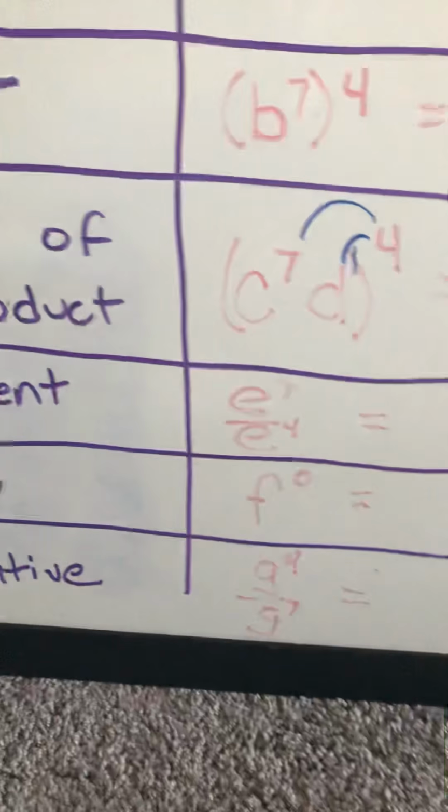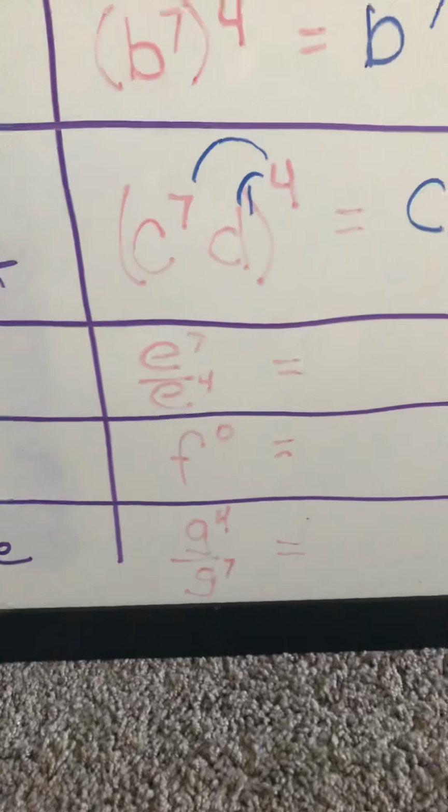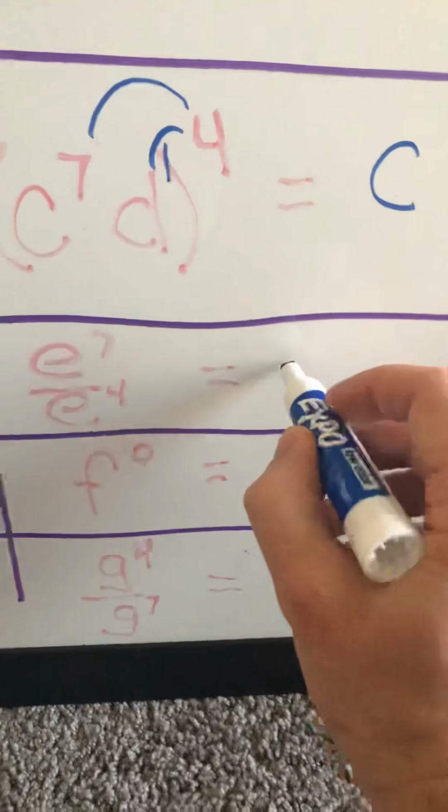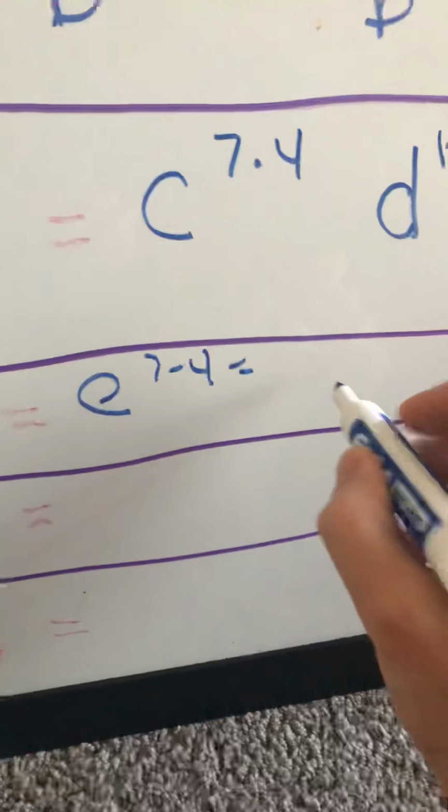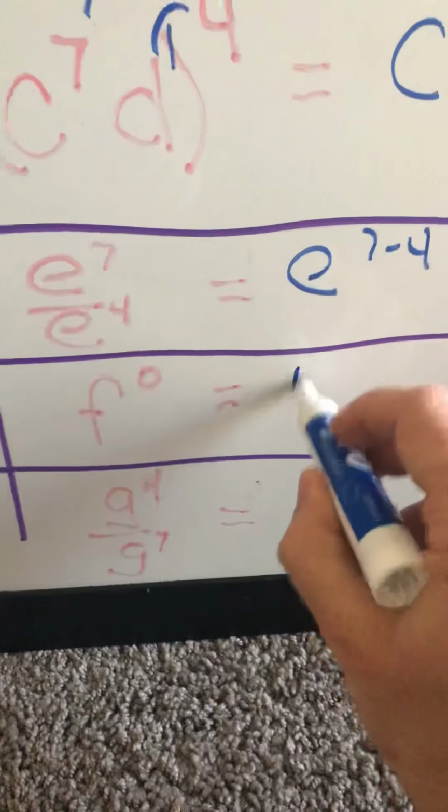For the quotient rule, when you have the same base on the top and bottom, we're going to subtract. So here we have e, 7 minus 4, and 7 minus 4 will give us e to the 3rd. For the zero rule, anything to the exponent of 0 is going to be 1.